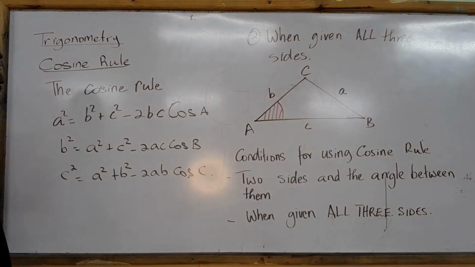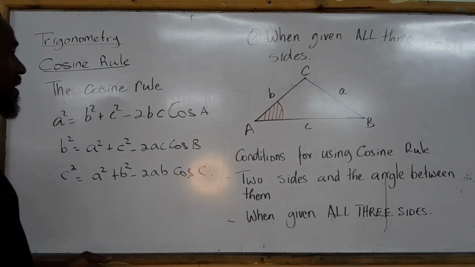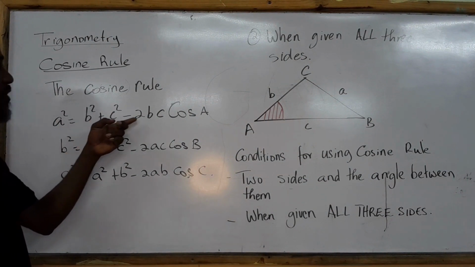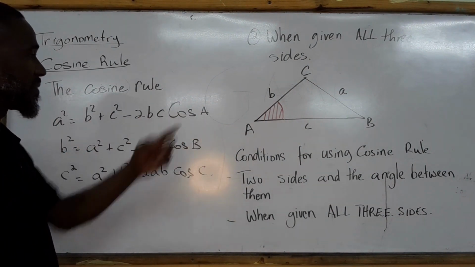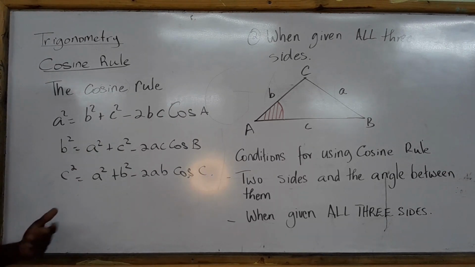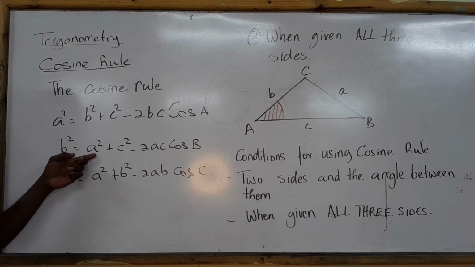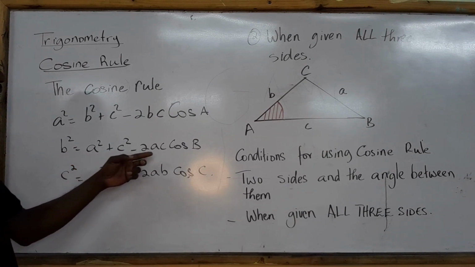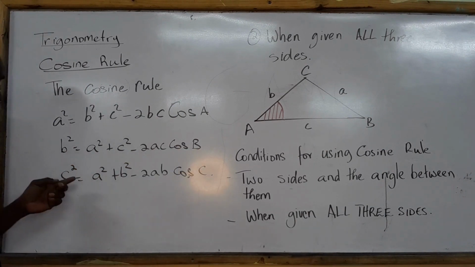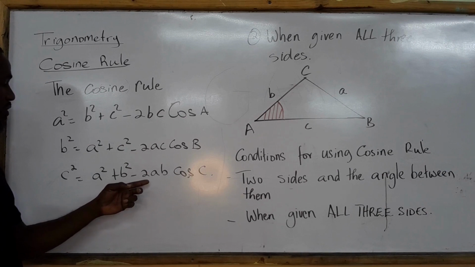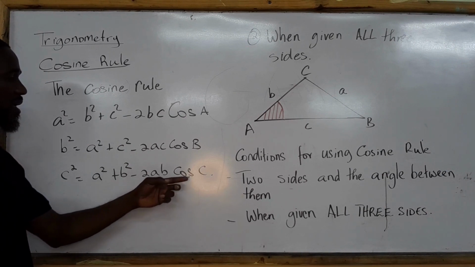Now the cosine rule says a squared is equal to b squared plus c squared minus 2bc cos of A. Or if you want to find side b, b squared is equal to a squared plus c squared minus 2ac cos of B, and if you want to find side c, c squared is equal to a squared plus b squared minus 2ab cos of C.